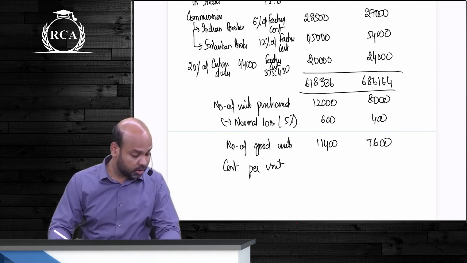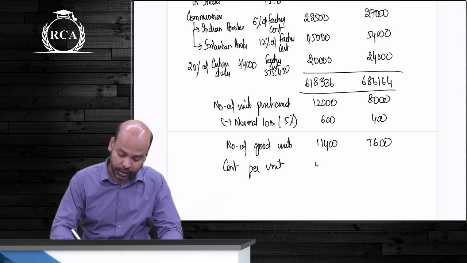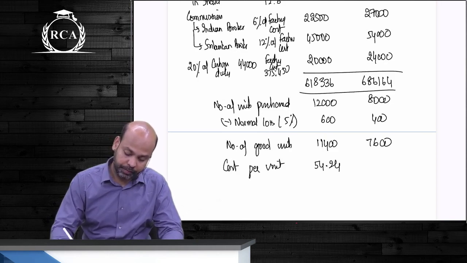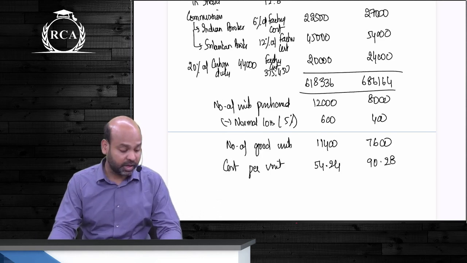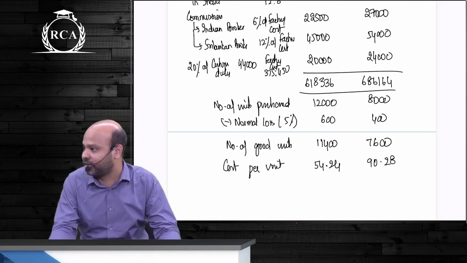मैच हो रहा है ना? हाँ, 54.24. नेक्स्ट. दोनों मैच हो गए. देखो बेटा, that means फर्स्ट वाला भी करेक्ट है ना? 13,04,500.